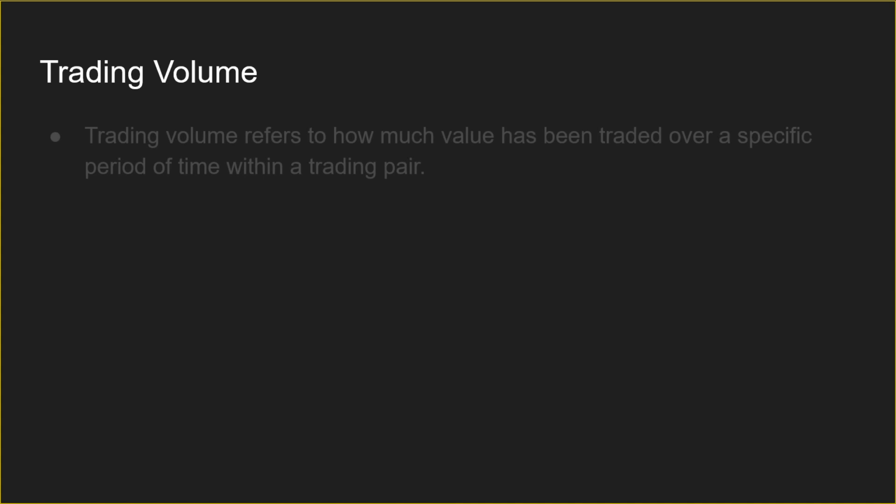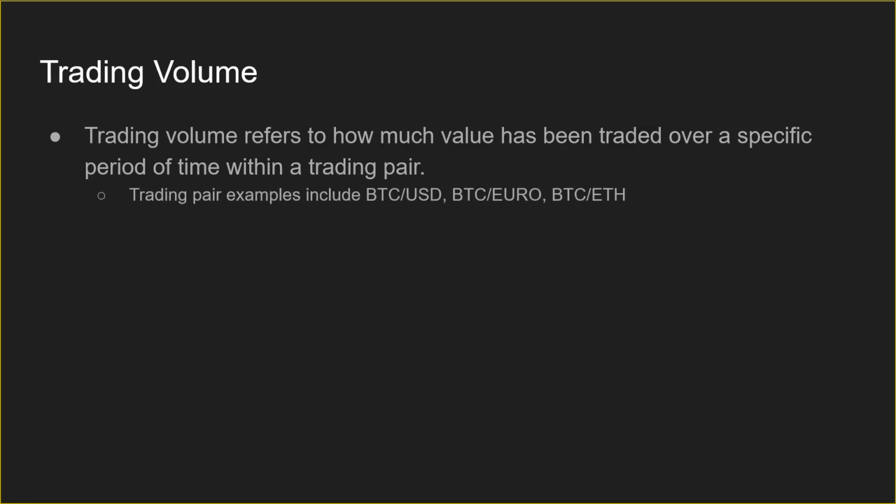The next figure we'll take a look at is trading volume. Trading volume refers to how much value has been traded over a specific period of time within a trading pair. Trading pair examples include Bitcoin to US dollar, Bitcoin to the euro, and also Bitcoin to ETH. You can actually trade crypto for other crypto. Be sure to check out our trading pair lesson, where we'll go more in depth on trading pairs and how to best utilize that for the best results.